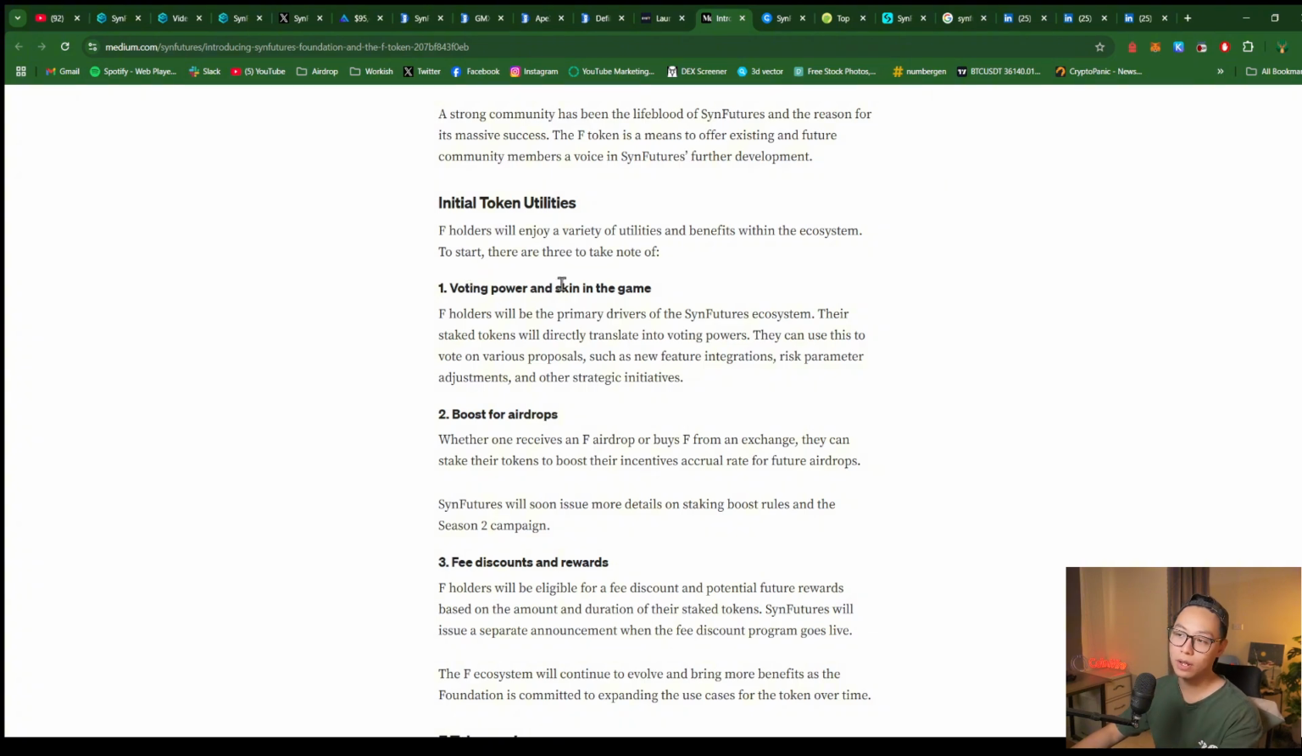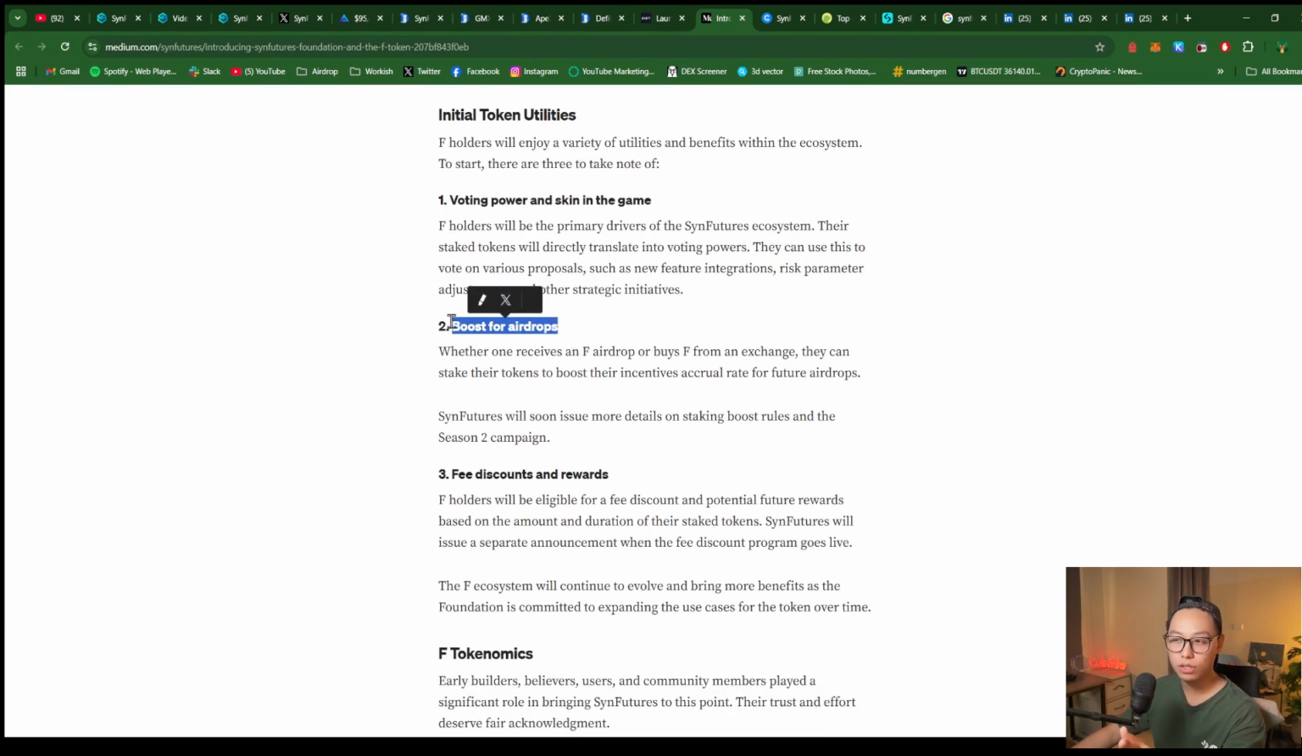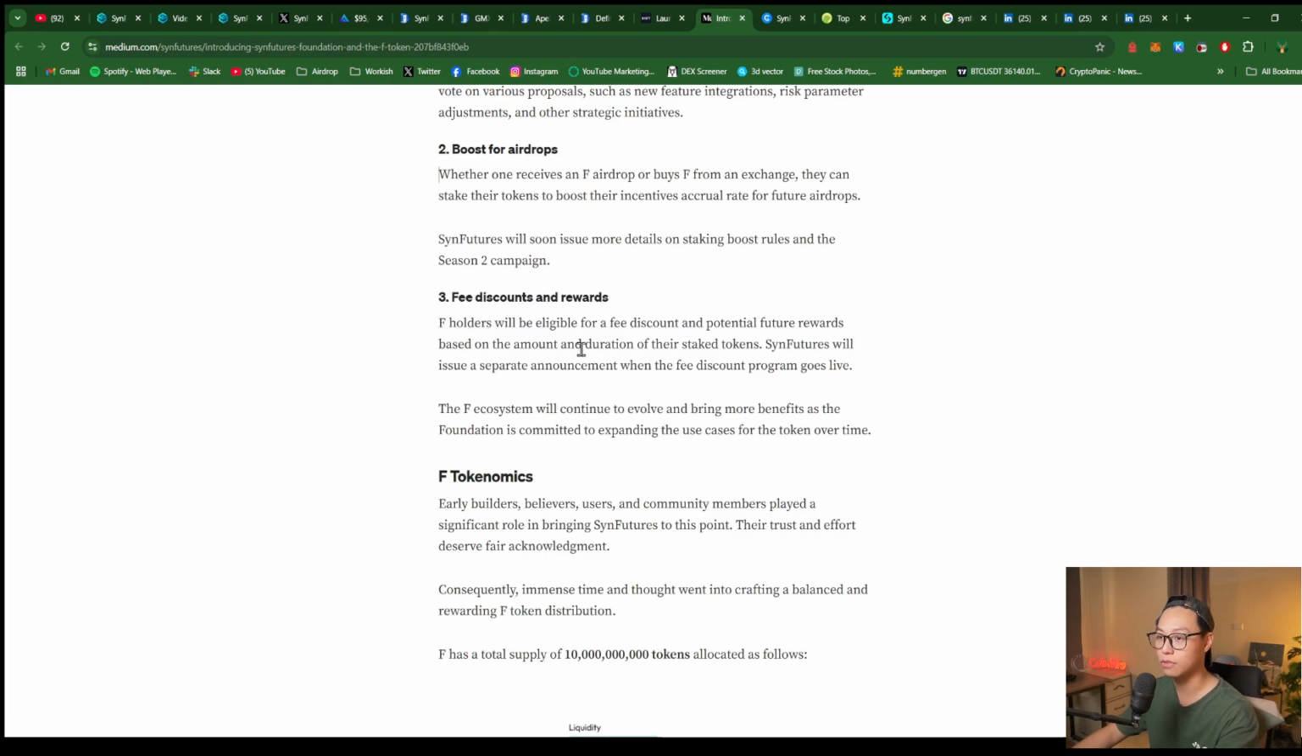The first one is the voting power and skin in the game. So what it means is the F holders can stake the token and gain voting powers on various proposals, such as new features, risk parameter adjustments, and other strategic initiatives. The second utility is the boost for the airdrop. So if you have F token, whether from the initial airdrop or if you buy it from an exchange, you can also stake the token to boost your incentives and accrual rate for future airdrops, like season 2, for example, which they will announce in the future.